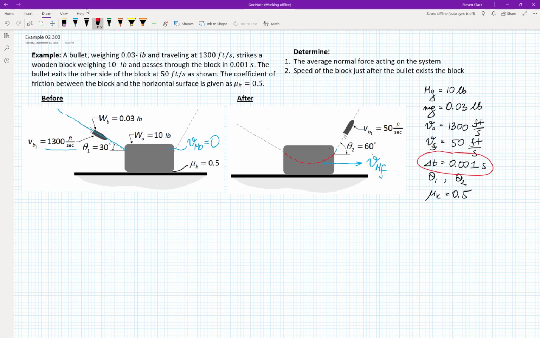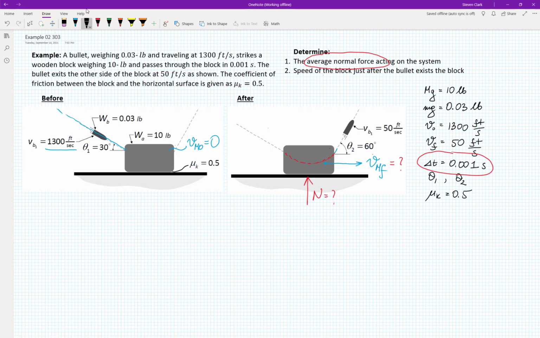Okay, and what do they ask us for? They ask us to find the average normal force acting on the system. So we will replace that ground with a normal force, right? And they ask us to find what is the average value of that normal force, okay? And in part 2, they ask us to find what is the velocity of the big block right after the impact, okay? So we have two unknowns in here. Okay, I think it's clear, right? Yeah, let's dive straight into our solution.